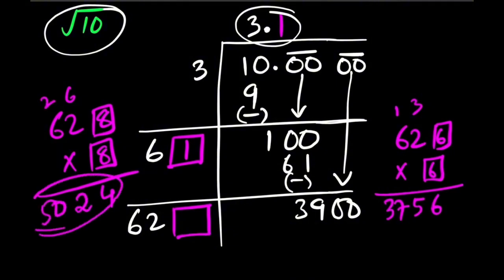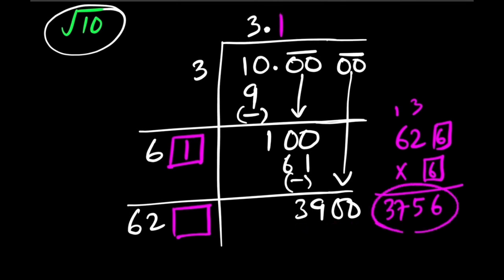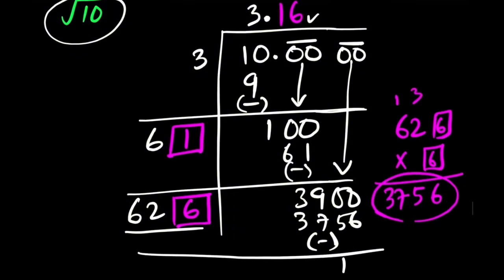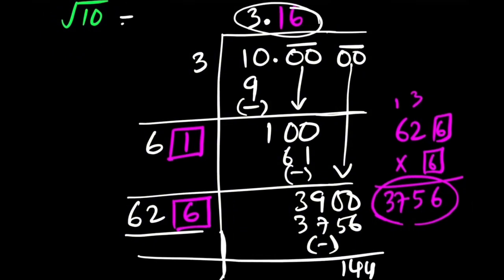Since 5024 is greater than this 3900, we'll better stick with 3756. So the number in the box is 6. And then the same number in the box should be written in the quotient, that will be 6. So 626 times 6 equals 3756. Now subtract 3756 from 3900, which equals 144. So the square root of 10 equals 3.16.